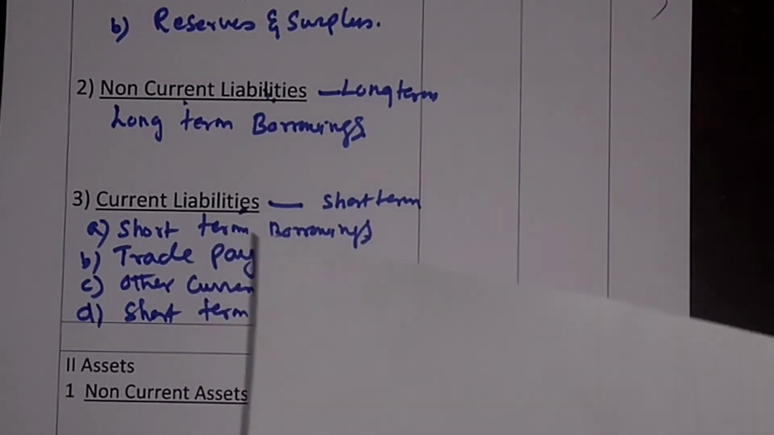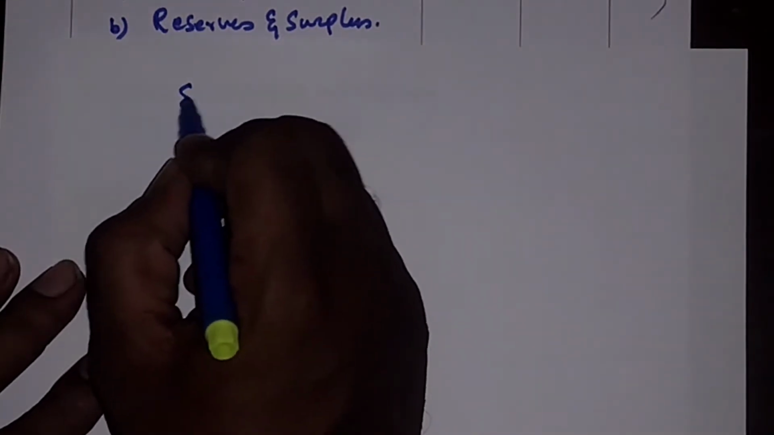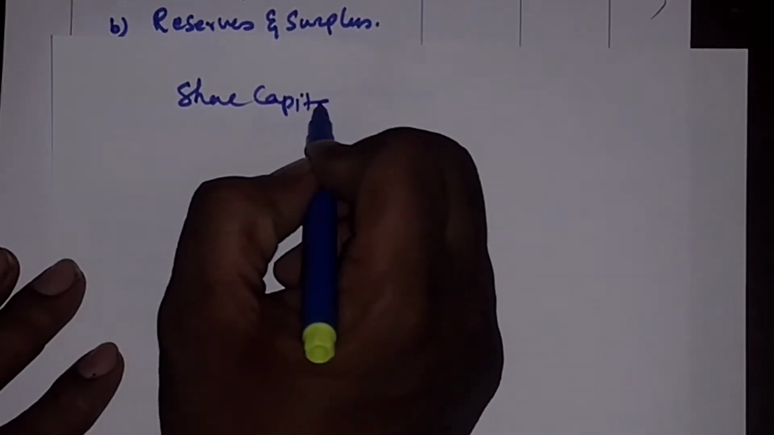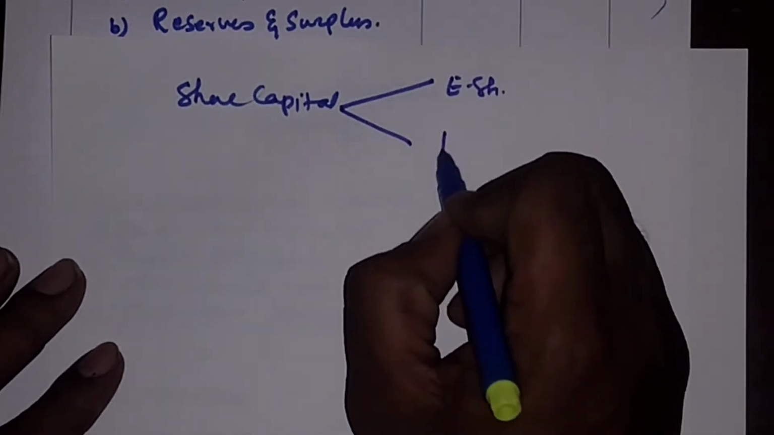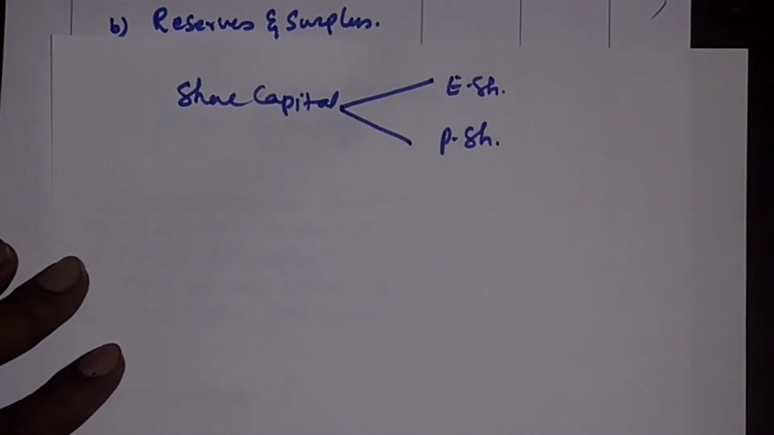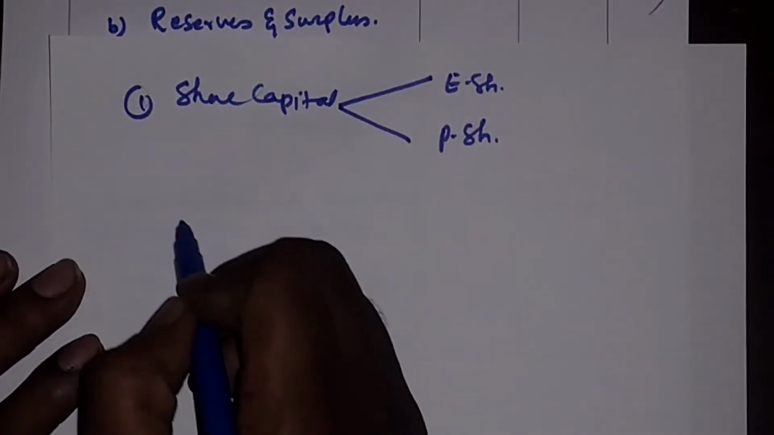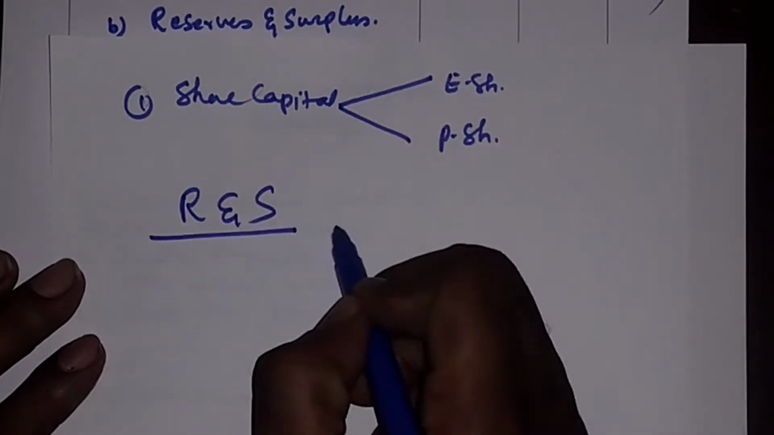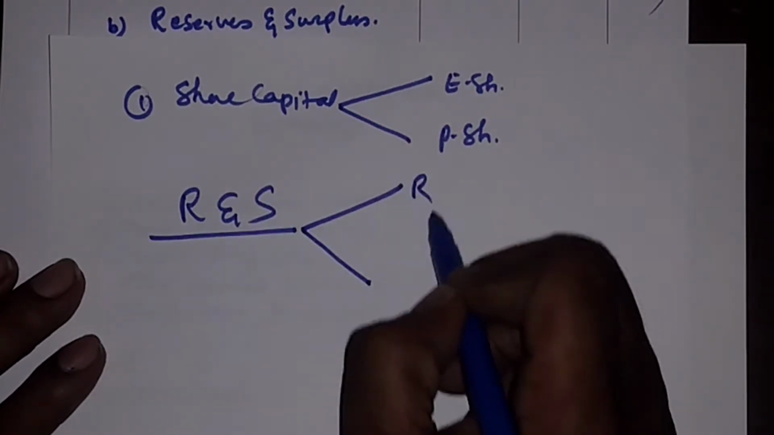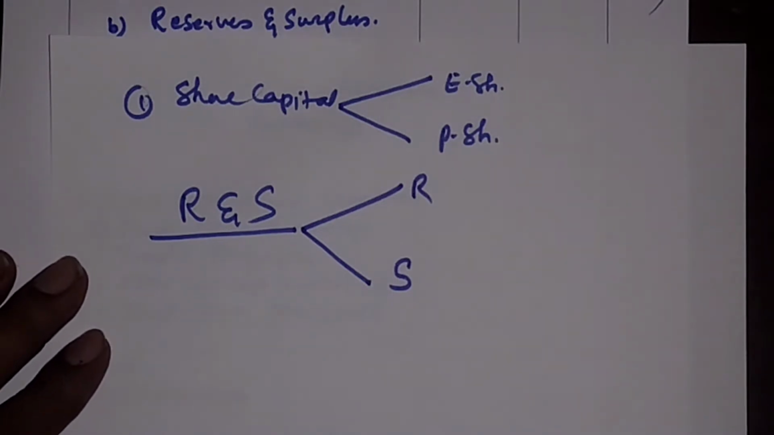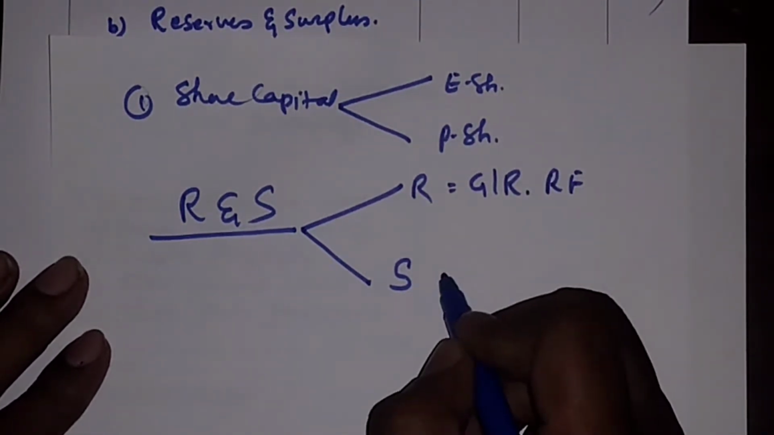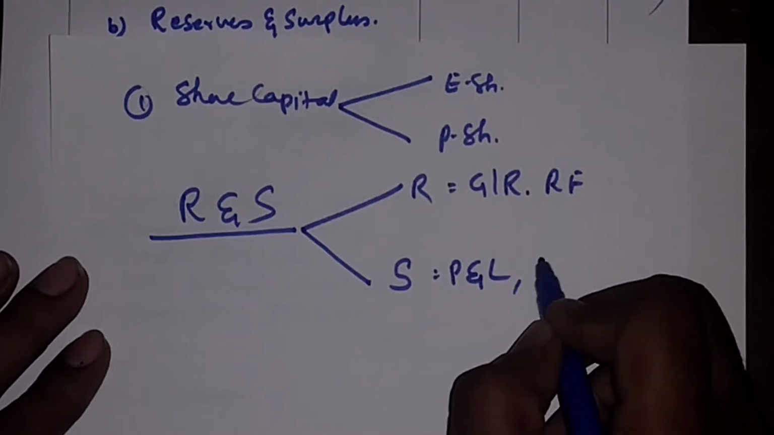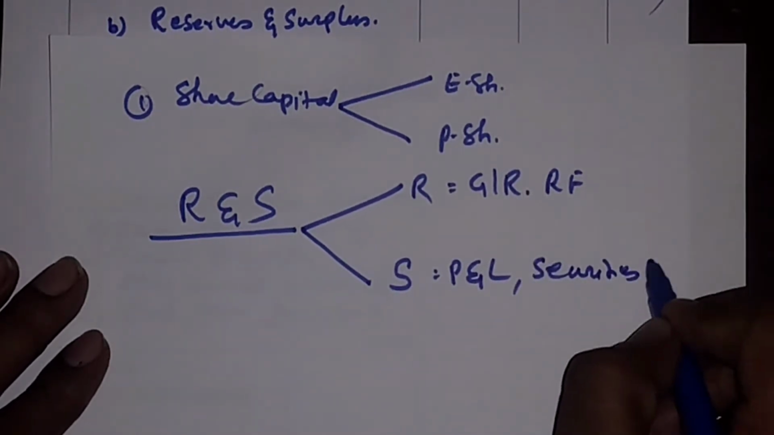Now let me provide the expansion of these liabilities. The very first one is share capital. This share capital is a combination of equity share and preference share. The next one is reserves and surplus. Let me subdivide it into reserve and surplus separately. Reserve refers to general reserve or reserve fund, and surplus refers to profit and loss account and securities premium.